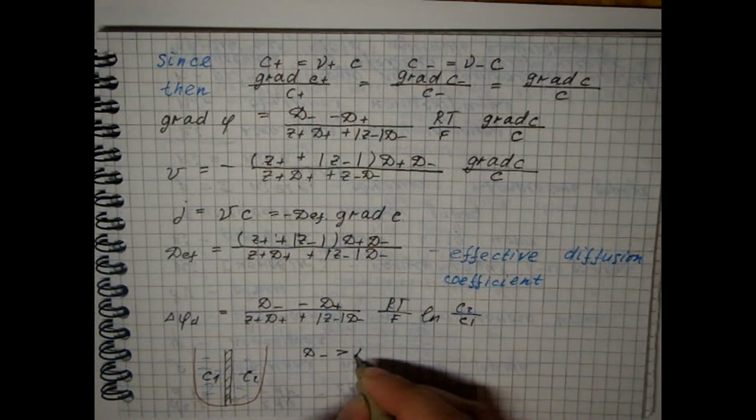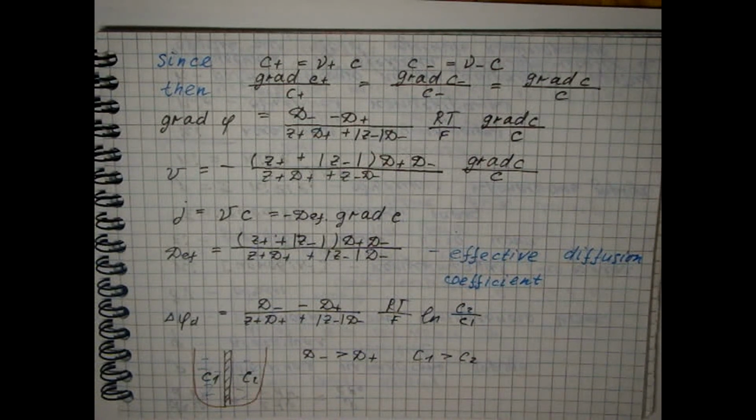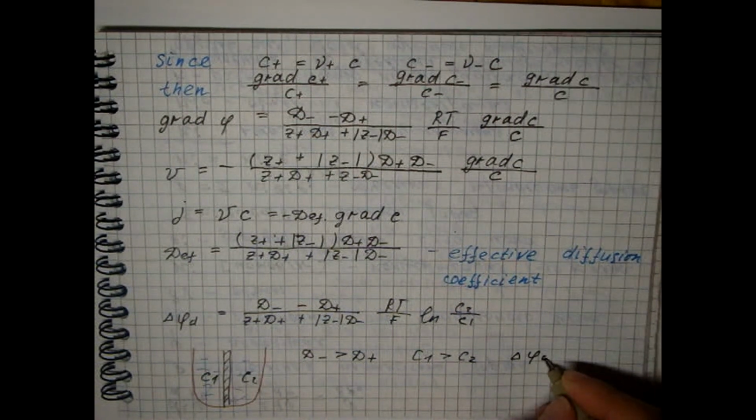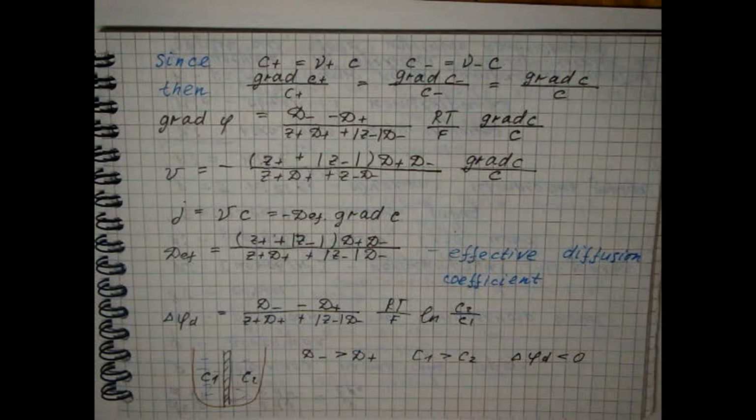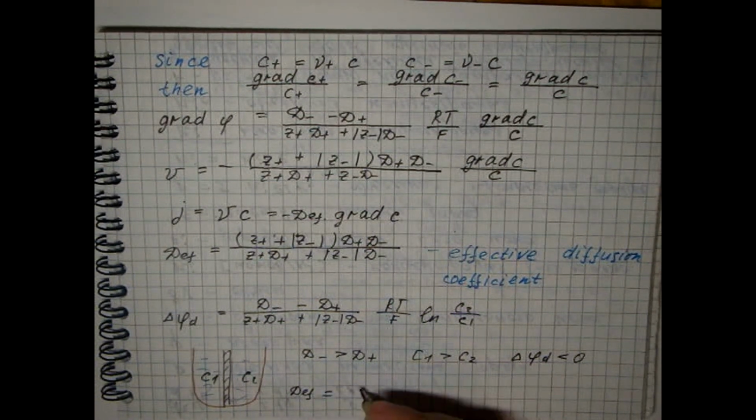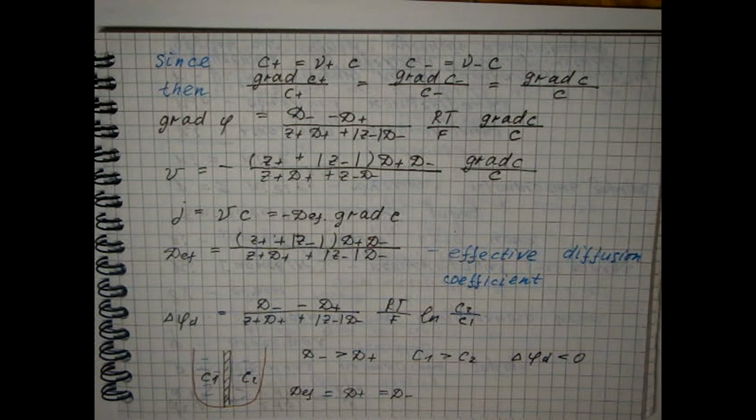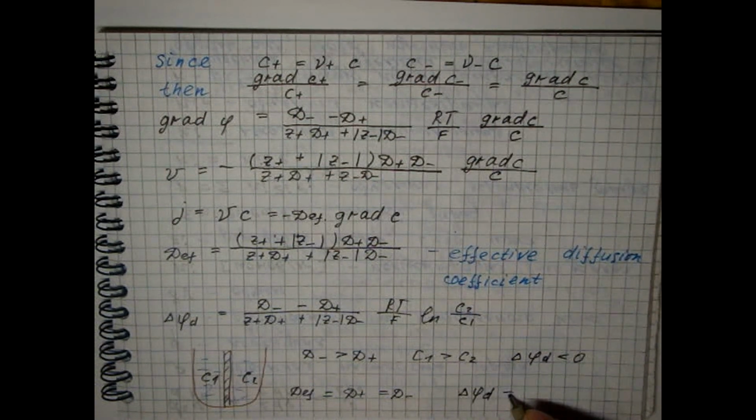Under conditions, diffusion potential will be less than 0. This corresponds to the fact that the right side of the porous septum is negatively charged with respect to the left side due to the initial faster diffusion of the anions. If the diffusion coefficients of cations and anions are equal, the diffusion potential is equal to 0.